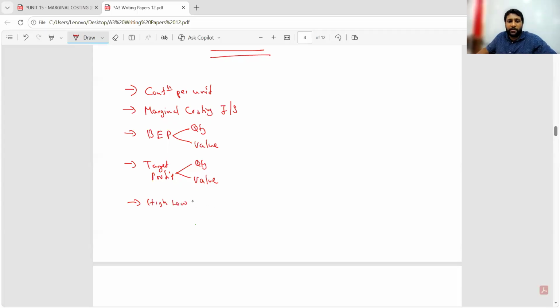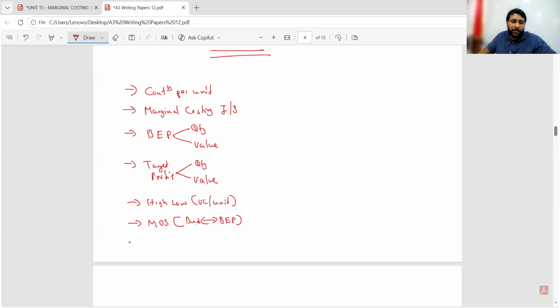High low, you can find the variable cost per unit. Margin of safety is the gap between budget and break even point. If it is quantity, margin of safety quantity. If it is value, margin of safety value. Percentage, margin of safety divided by the budget.